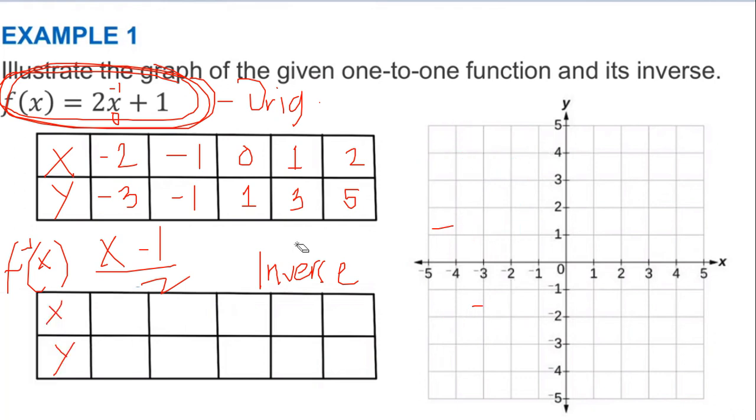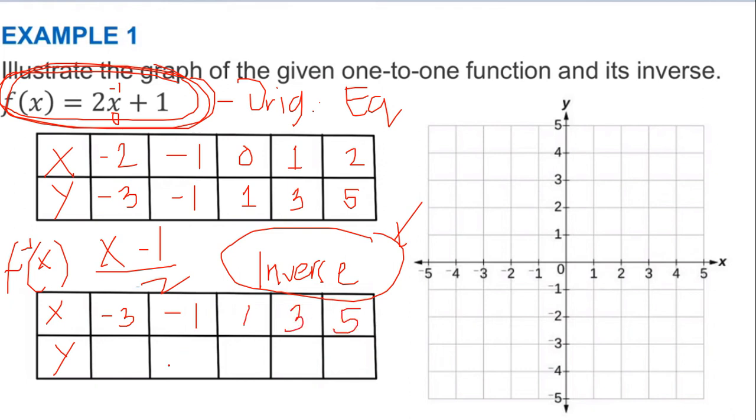So, I hope you saw how we solve the value of y. Then, let's go to the inverse. Remember, when it comes to inverse, just reverse it. The meaning of inverse is the opposite of our original equation. If we follow that definition, the x will be negative 3, then negative 1, 1, 3, 5. And the value of y will be negative 2, negative 1, 0, 1, and 2.